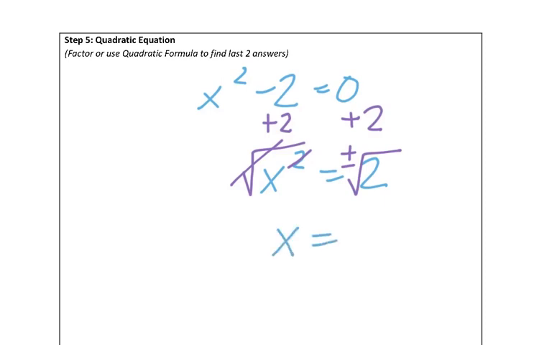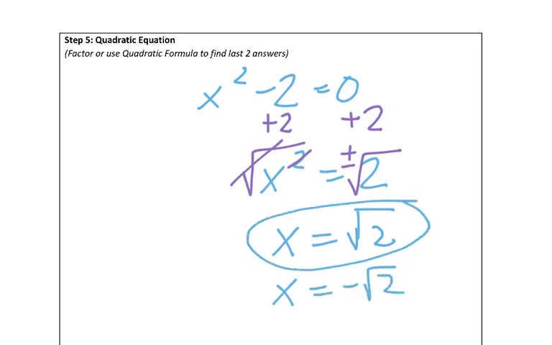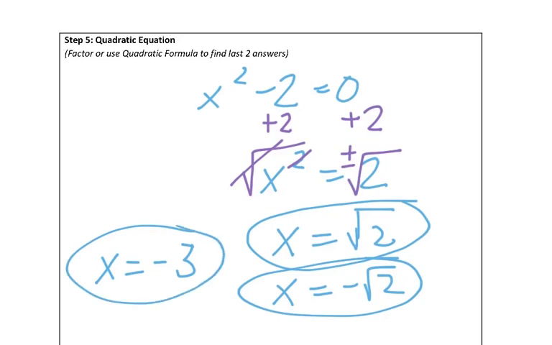And that gives me 2 answers. x equals the square root of 2, and x equals negative square root of 2. So there's 2 other answers. And remember, the answer I got earlier was -3. So there's my 3 answers.